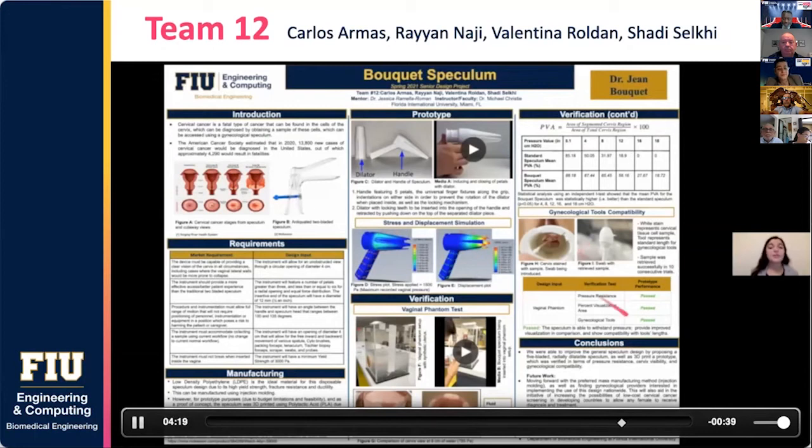In conclusion, our team has improved the general speculum design with the proposed 5-bladed, radially dilatable speculum, as well as a 3D printed prototype, which is verified in terms of pressure resistance, cervix visibility, and gynecological compatibility. For the future, it is expected that mass manufacturing will begin through injection molding. This will be accompanied by finding gynecologists and providers interested in implementing this novel design in the US. Finally, it will allow us to provide low-cost cervical cancer screening to women in other countries, including developing ones, so that any female has the possibility of being diagnosed and treated.